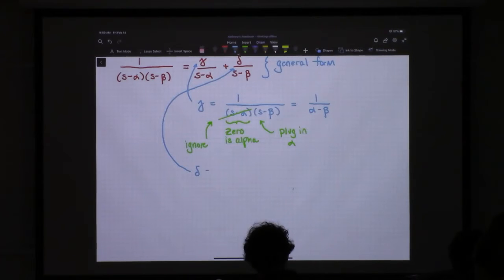So delta, we can just do it. We know that the 0 is going to be beta, and we're going to plug that now into this term right here. So what that'll leave us with is 1 over beta minus alpha. All right.